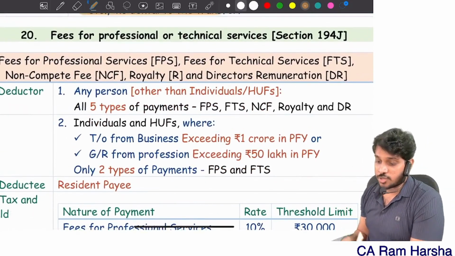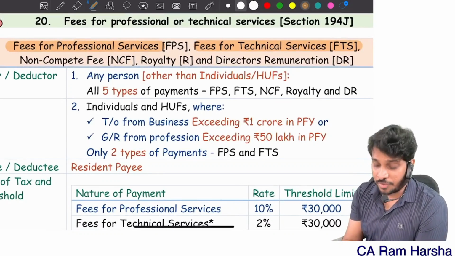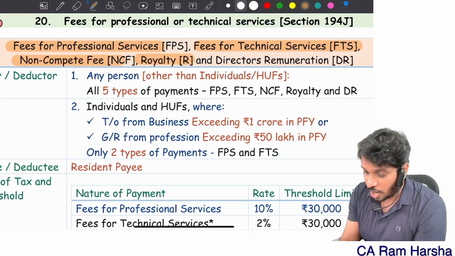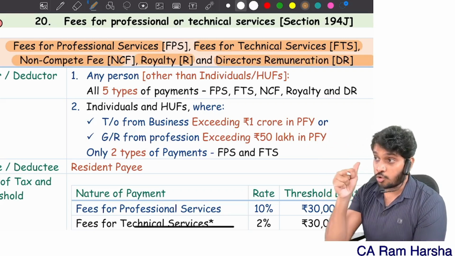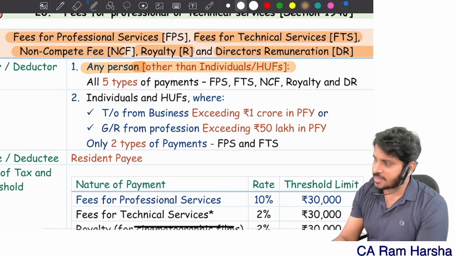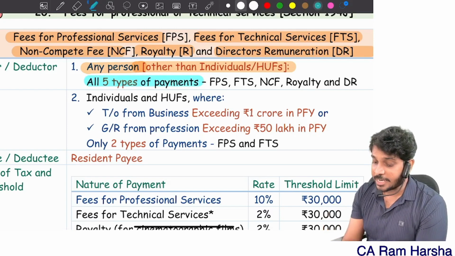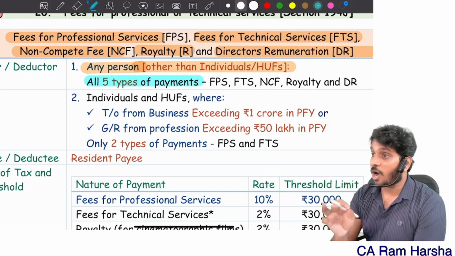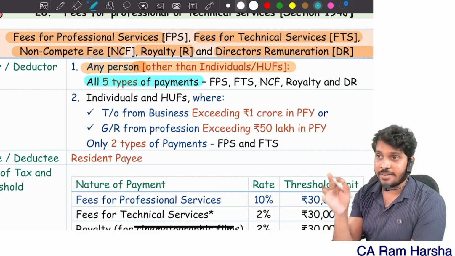Then we have something called 194J. 5 types of payments are covered. What are the 5 types of payments? Professional service fee, technical service fee, non-compete fee, royalty, director fee. Totally 5 payments are covered. Now, for whom is this section applicable? Any person other than individual and HUF. Suppose I am a partnership firm, I am a company. If I am making all 5 types of payments, yes or no, this 194J is applicable.